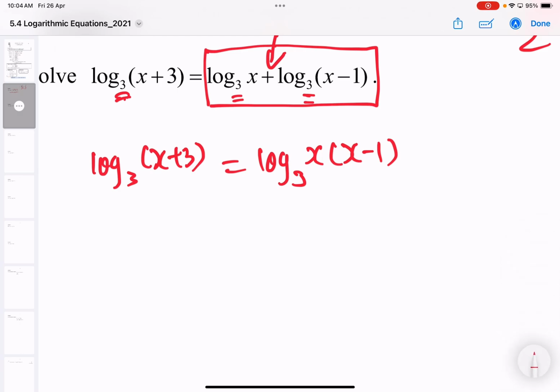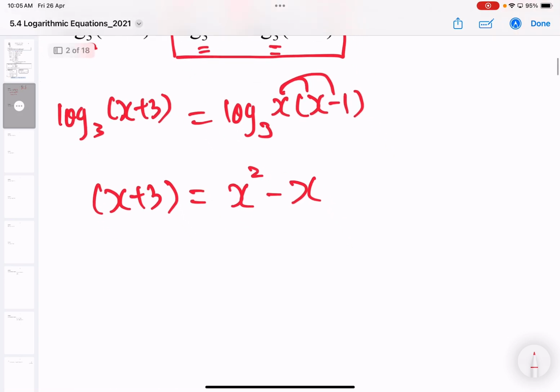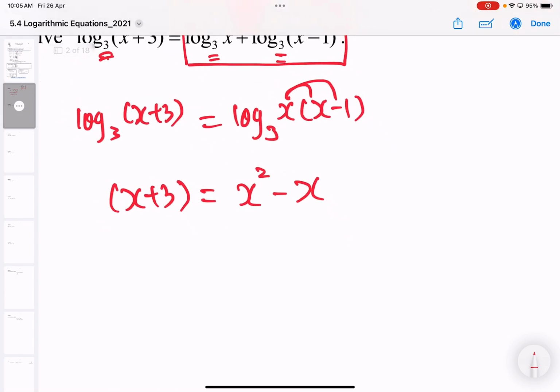So, what do we do next? If I have both of them as log base 3, I can just straight away compare the results because they must be the same, right? It makes sense that they must be the same. So I know that x plus 3 must be equal to x times x squared, x times negative 1, negative x. These two must be the same. Okay? Then how do I solve this?